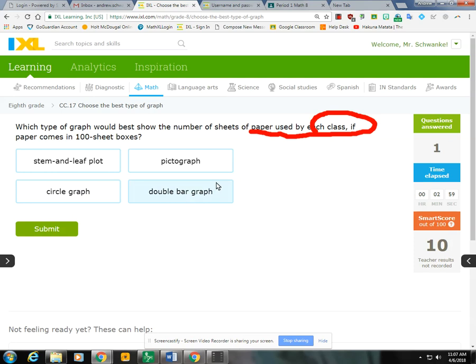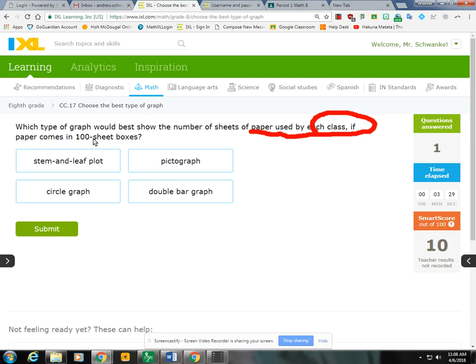But each class, so imagine like this: we have several classes, and each class has a box of paper, and we want to know how much each class used. So in this case, one class could use 90 sheets of paper, and another class that only has a few people could use 10 sheets of paper. So we want to compare it all nicely. What do you think?